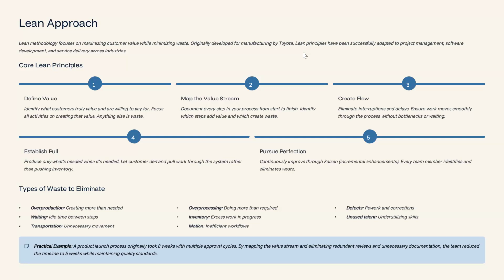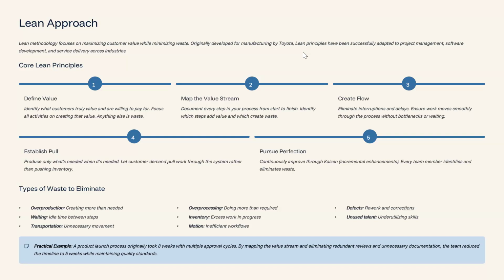The third is flow: create a flow, eliminate interruptions and delays, and ensure work moves smoothly through the process without bottlenecks or waiting. Within the lean approach, they put things in place to make sure that anything coming out of the project that has to do with waste is eliminated. If you look further down, there are types of waste to eliminate.